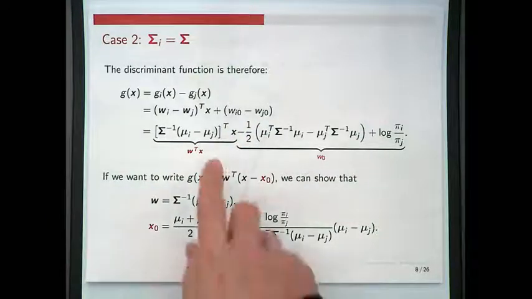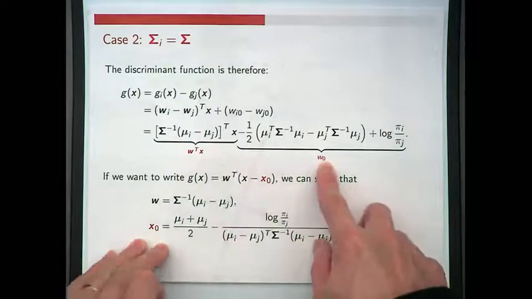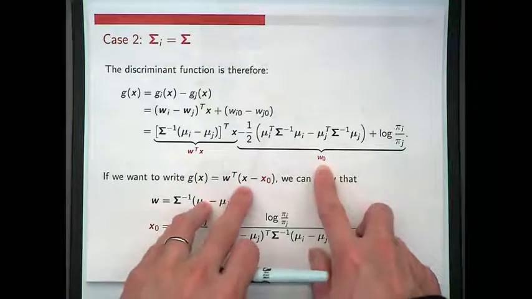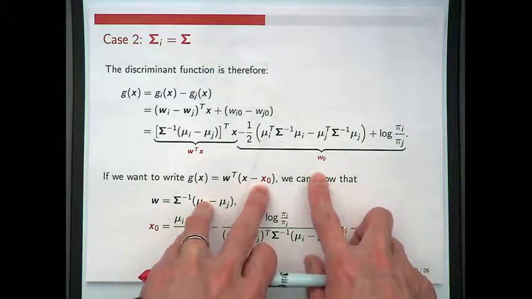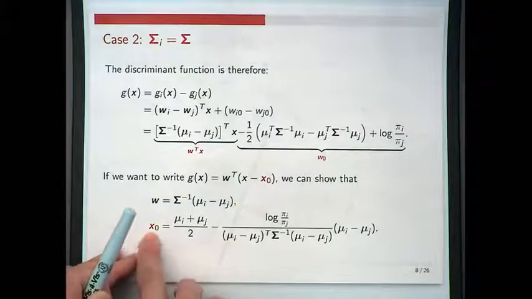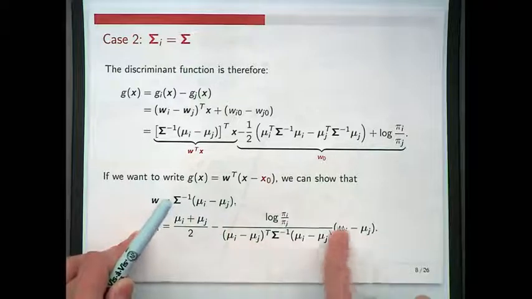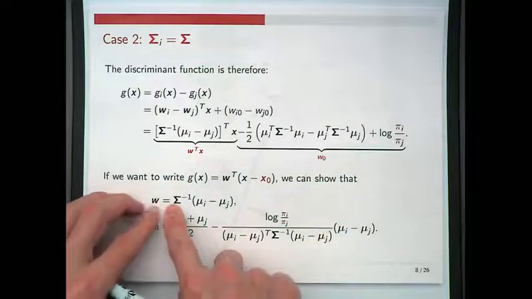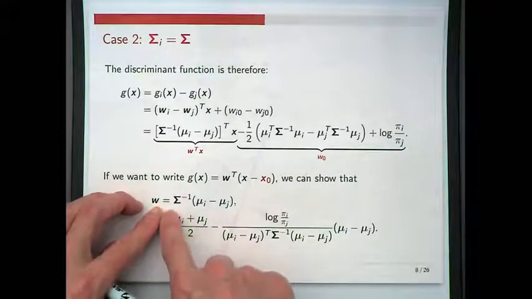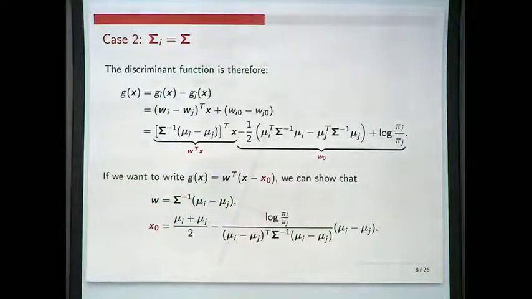So now you can also write this equation of w transpose x plus w_0 in terms of w transpose (x minus x_0). So now x_0 becomes your offset. Once you do that, you can see that the offset, this vector, will be given by this quantity minus something. Okay. Again, for a sanity check, you can put this sigma equal to identity, and you will obtain the exact same result as before.